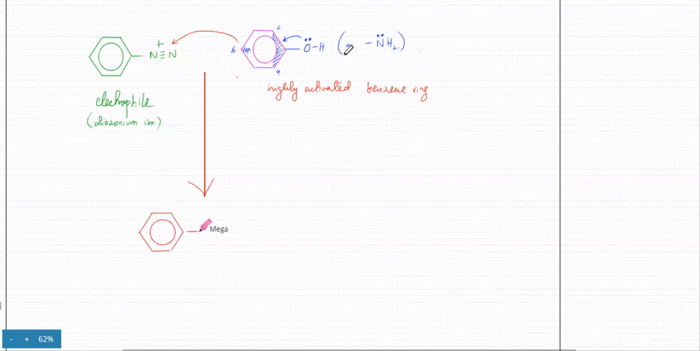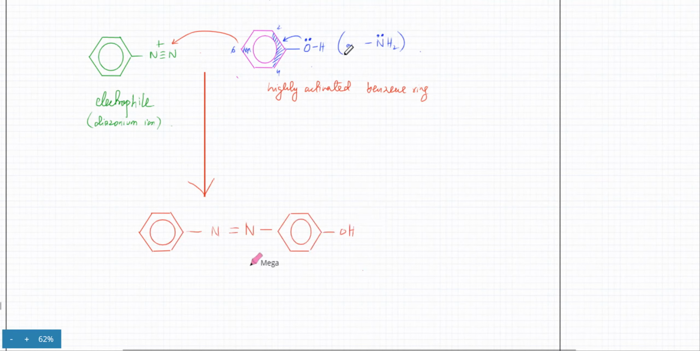So there's going to be N, double bond N. And on the other side, again, you have another benzene. So here's the second benzene, which has OH. And it is highly activated. And this over here is your azo group.